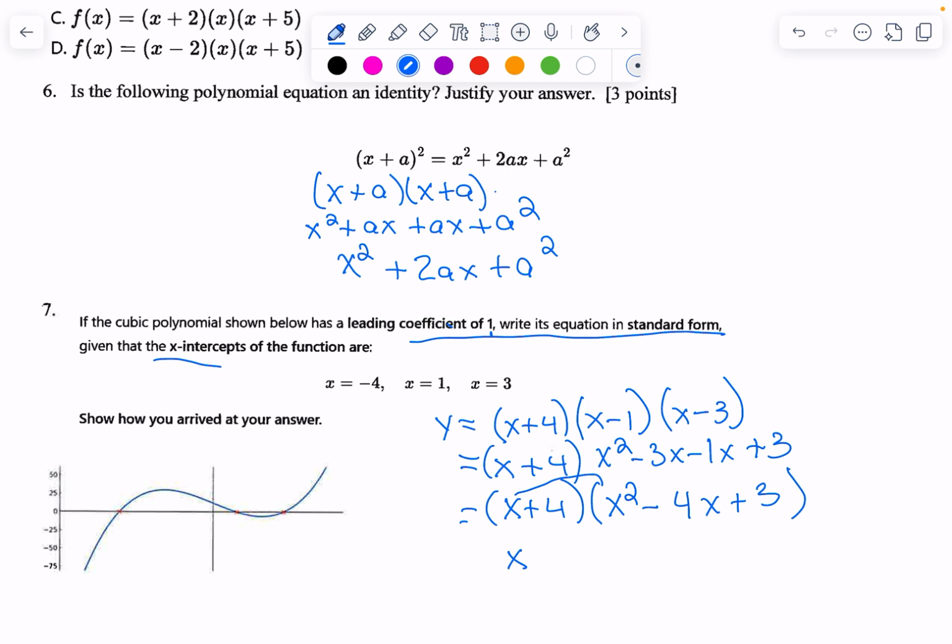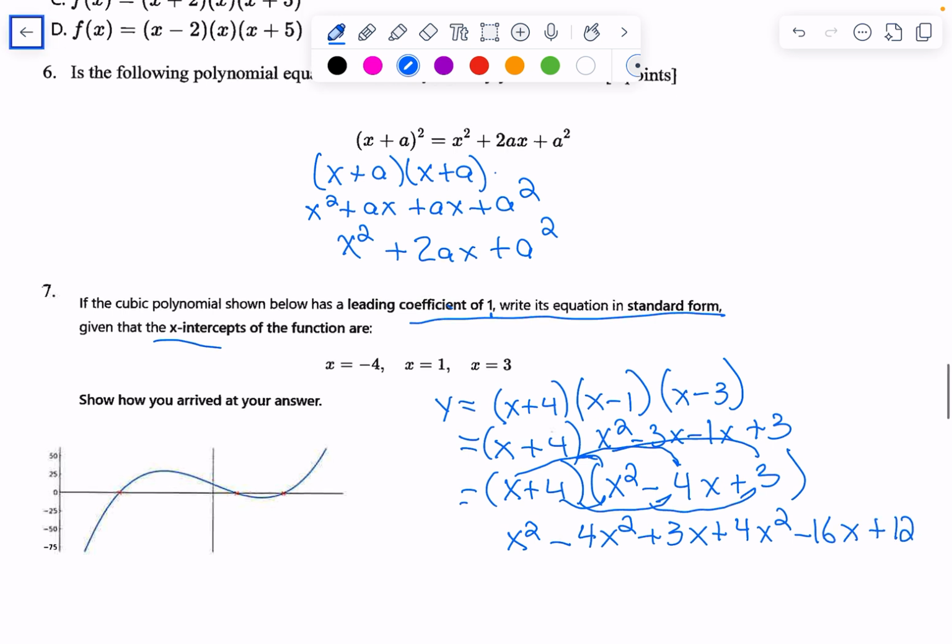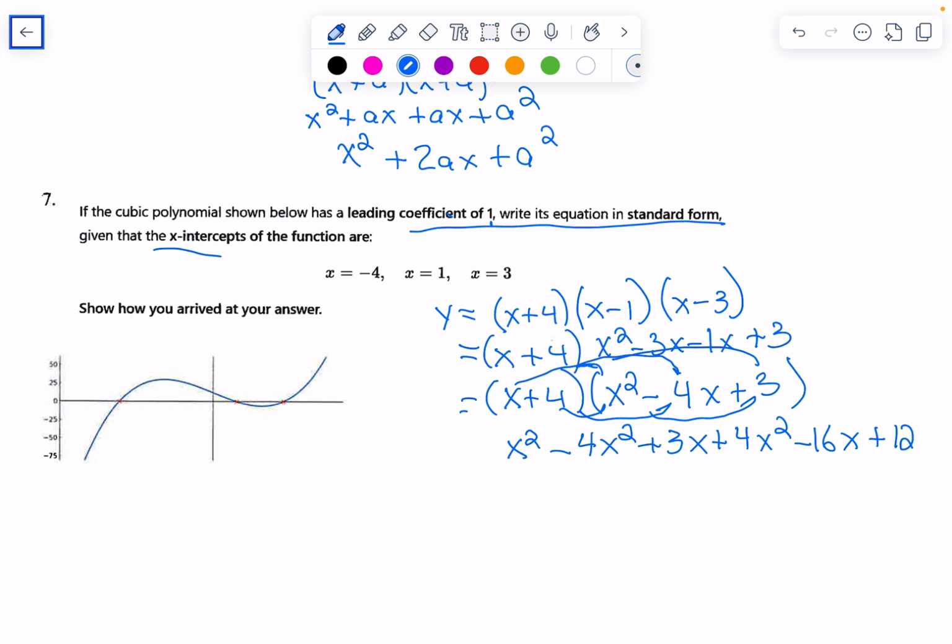So I'm going to get x squared minus 4x squared plus 3x. Then distribute the 4: plus 4x squared minus 16x and plus 12. All right, so let's look. So now we have, I made one boo-boo. This is supposed to be x cubed, right?